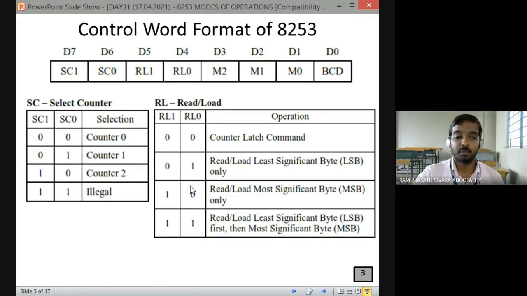Fine. If I put RL1 and RL0 both as 1, at that point of time, each count value, when I have to load, I have to write 2 times. One write operation for loading the lower byte, the other write operation for loading the higher byte. Is it clear to everyone?